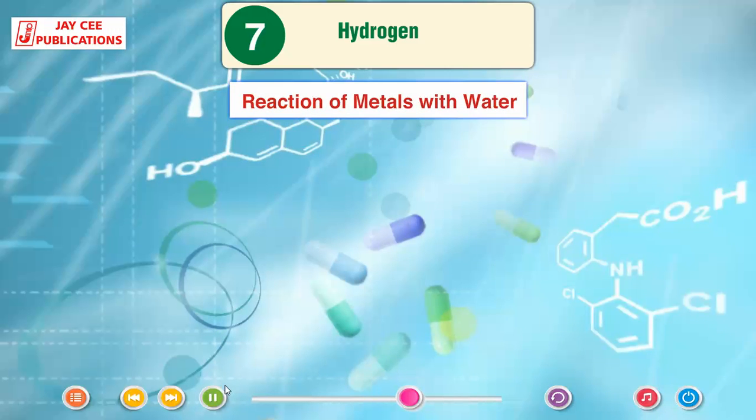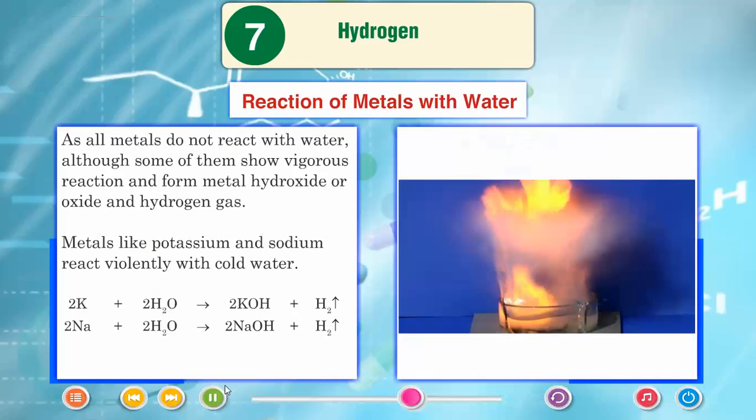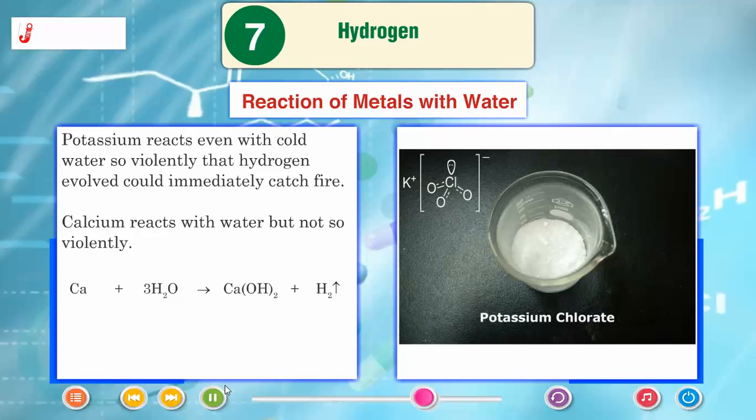Reaction of metals with water. Not all metals react with water, although some of them show vigorous reaction and form metal hydroxide or oxide and hydrogen gas. Metals like potassium and sodium react violently with cold water. 2K + 2H2O gives 2KOH + H2. 2Na + 2H2O gives 2NaOH + H2. Potassium reacts even with cold water so violently that the hydrogen evolved could immediately catch fire.